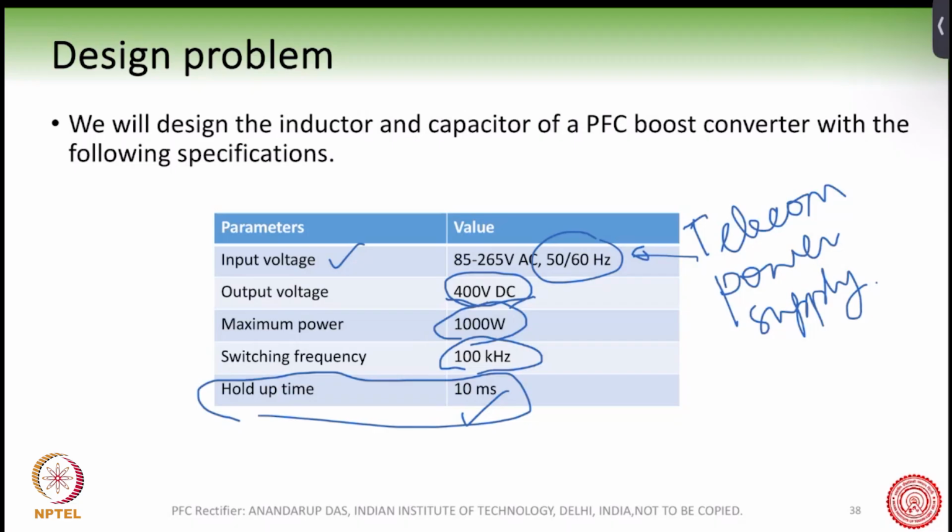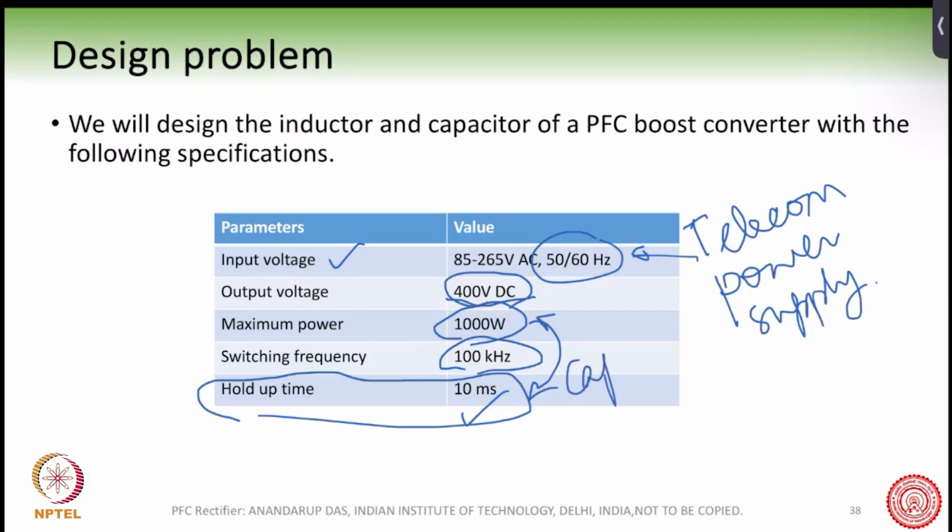Okay, so what does this hold-up mean? It means that if you lose the grid completely for 10 milliseconds, you will still be able to supply the full 1000 watt to the load for that 10 millisecond duration. Of course, this will be done by the capacitor. The capacitor is going to do this.